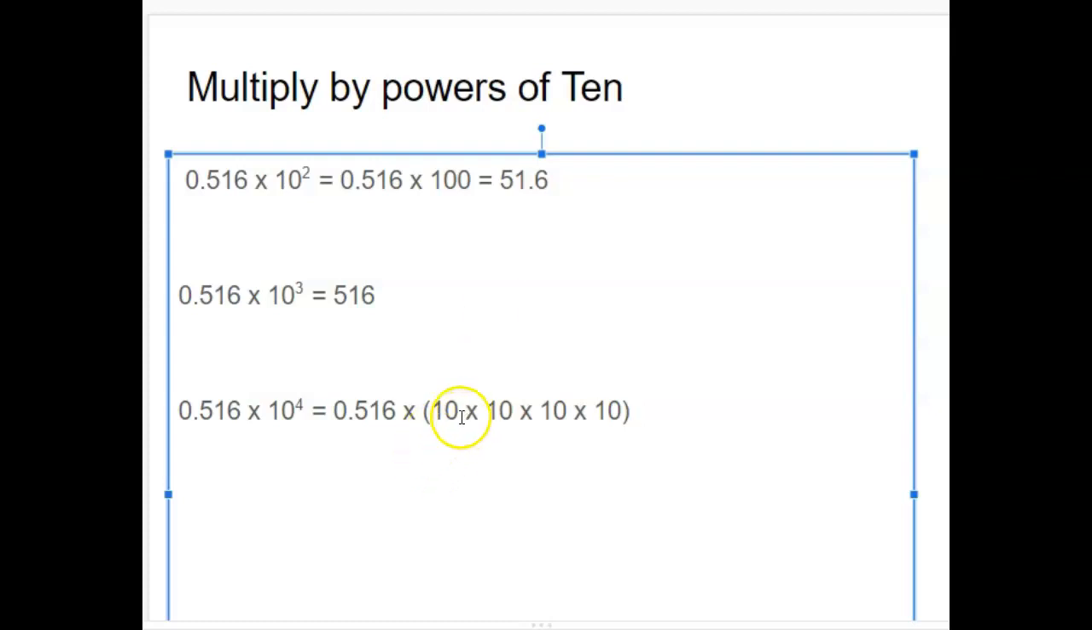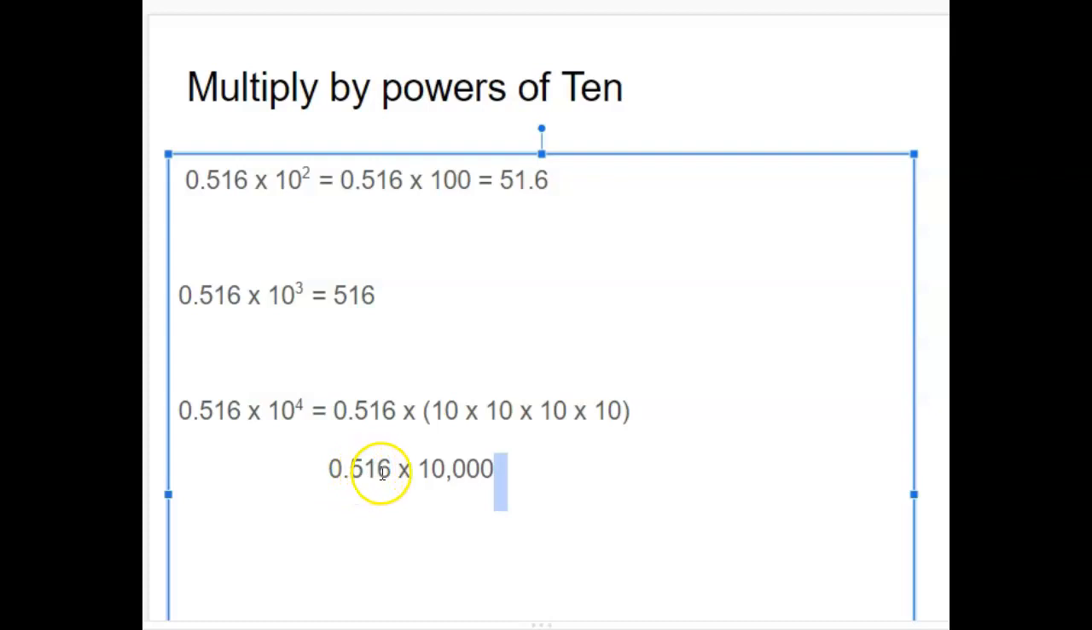So what is 10 times 10 times 10 times 10? Well, I'm going to rewrite it again. Okay, you will have 4 zeros after the 1. So that's 0.516 times, and then we have 4 zeros. 1, 2, 3, 4. Okay, so that's 10,000. And now when I solve it, I know that I'm moving my decimal point 4 times.